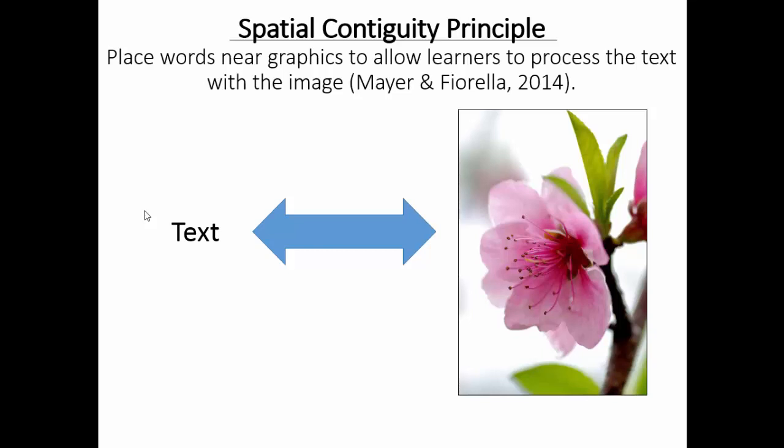When you use graphics, use an image incorporated with signaling to be most effective for learning. As a part of the cognitive theory of multimedia learning, spatial contiguity helps learners find relevant information more quickly to actively process and organize information before storing it in the long-term memory.